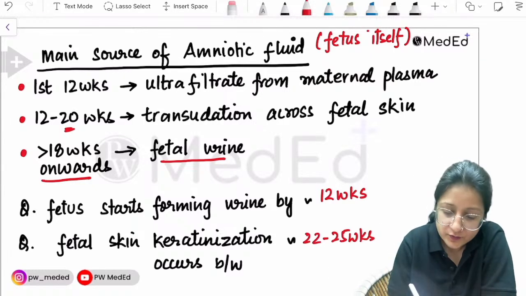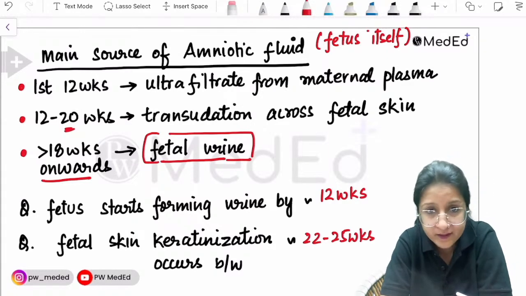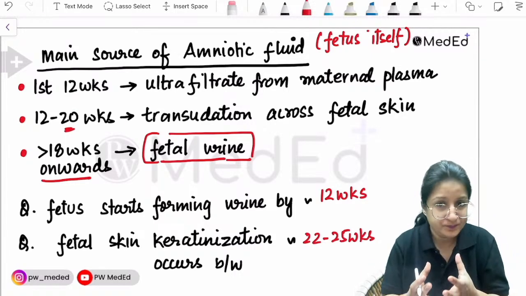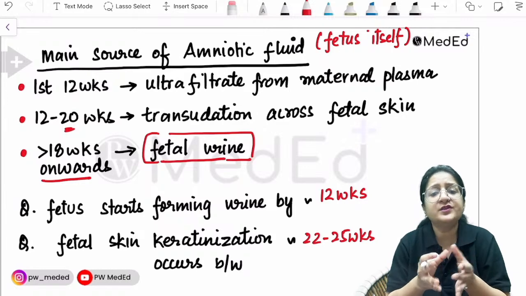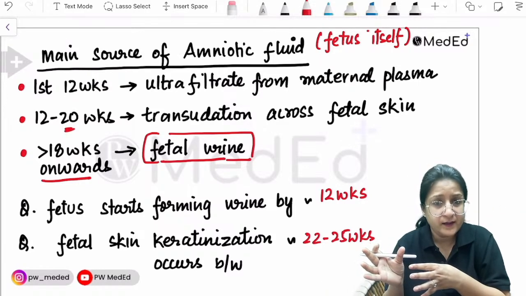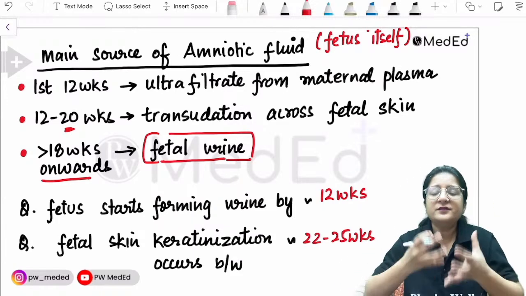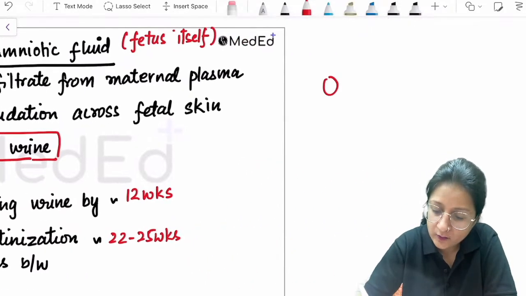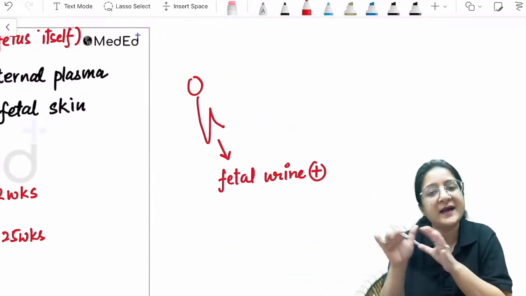All right, so what do we learn from this? We learn that the fetal urine is the main contributor of amniotic fluid, right? So any situation where the fetus cannot form urine, or the fetus forms urine but there is some renal abnormality because of which the urine is not coming out, will lead to oligohydramnios. And also please remember that the fetus also swallows amniotic fluid. On the one hand, there is fetal urine adding to amniotic fluid volume.